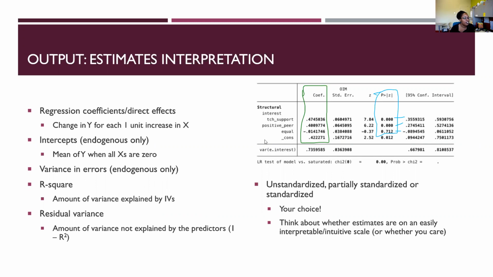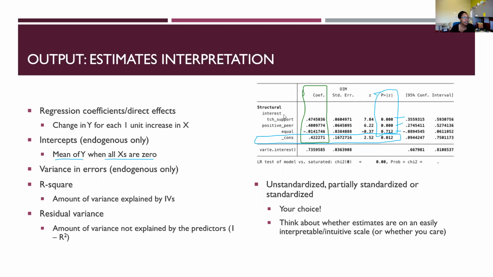And then you can have your intercept here. Just like in regression, your intercept is the mean of your dependent variable when all the x's are 0. Just like in regression in Stata, it's going to be labeled constant. So this is the mean of interest when all of these are 0. So when teacher support is 0, when positive peer is 0, when equal status is 0, interest is going to equal 0.422. Now, if you remember back to Quant 2, your intercept is not always going to make sense.